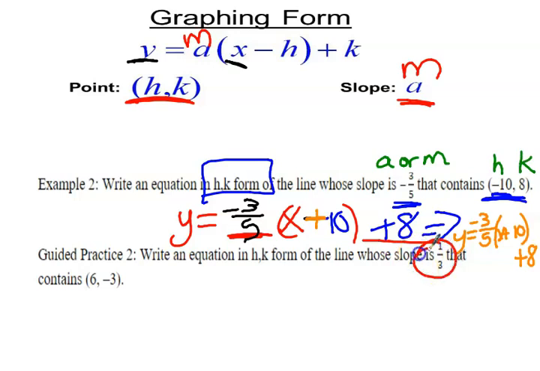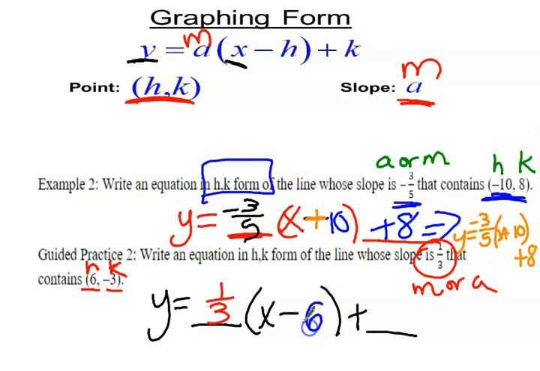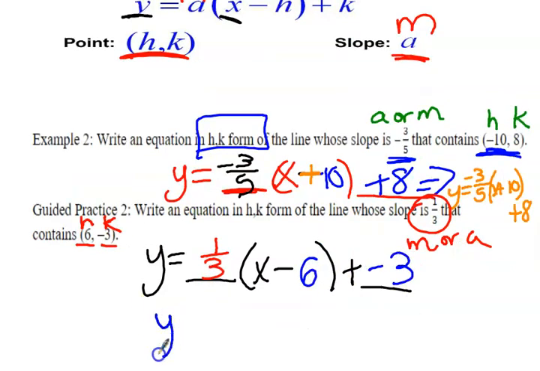So my slope is 1/3, so M or A, and my point is 6, negative 3, so that's my h and k. So I have y equals something times x minus something plus something. All right, so my slope is 1/3. Plug that in. My h is 6, and my k is negative 3. So if you wanted to simplify that, y equals 1/3 times x minus 6 minus 3.